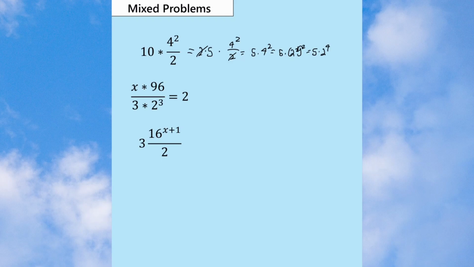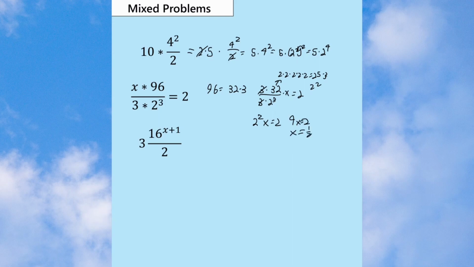Here's an even harder one. x times 96 over 3 times 2 to the 3 is equal to 2. First, notice that 96 is equal to 32 times 3. So we have 3 times 32 over 3 times 2 to the 3, times x is equal to 2. The 3's cancel out. We see that 32 is 2 times 2 times 2 times 2 times 2, 5 2's, so 2 to the 5. 2 to the 5 minus 3 is 2 to the 2. So what we really have is 2 to the 2 times x is equal to 2, or 4x is equal to 2, x is equal to 1/2.